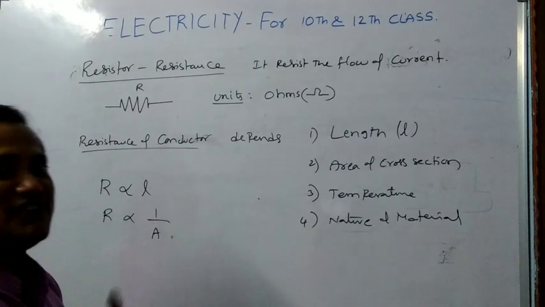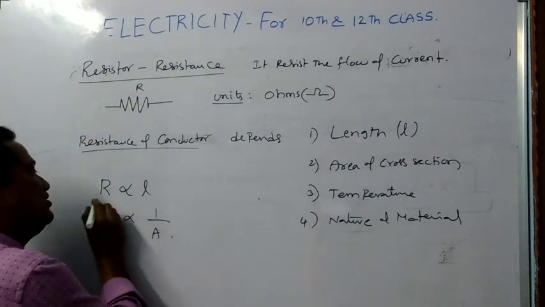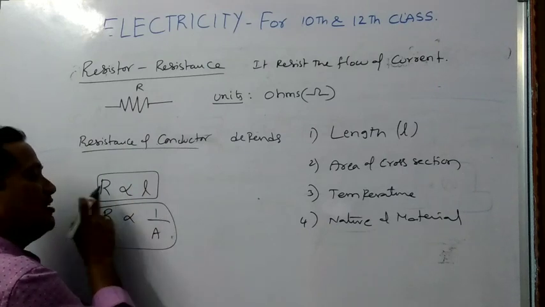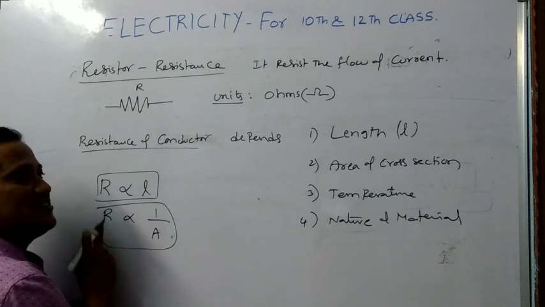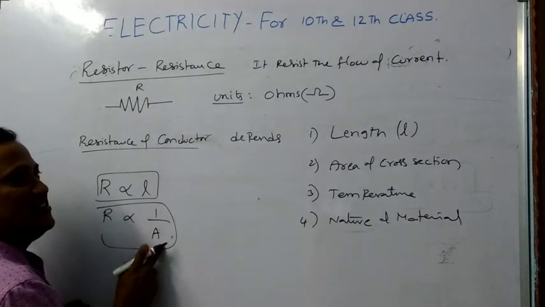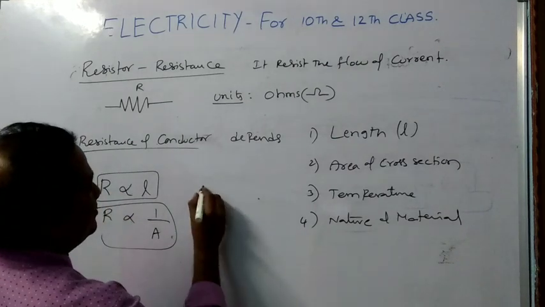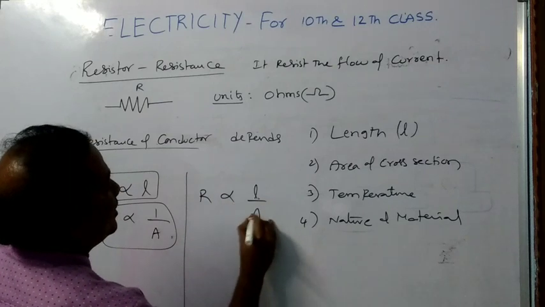That's why in general we can say, but in a physics point of view, this is also a best example for this. More length, more resistance, less length, less resistance. And area means more area, less resistance, less area, more resistance. That is, this is inversely proportional, this is directly proportional. Now we can get the relation between them. That is, R is proportional to L by A.